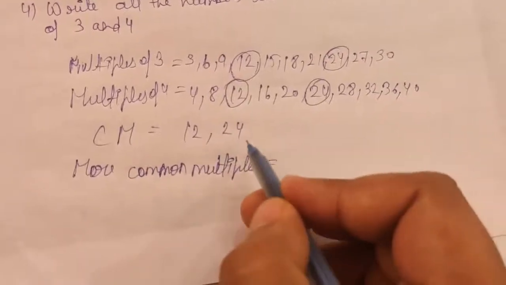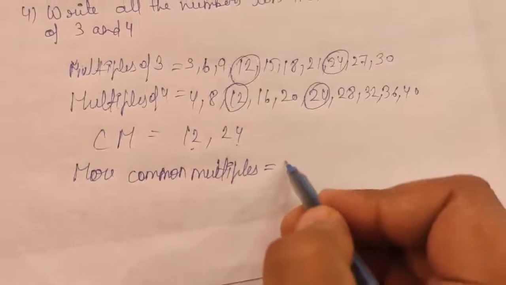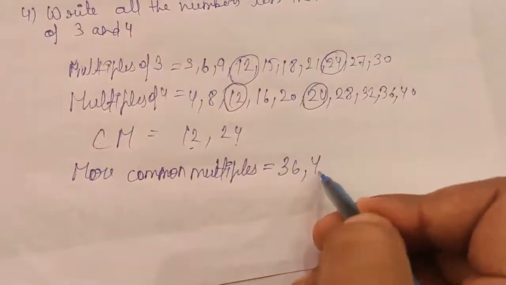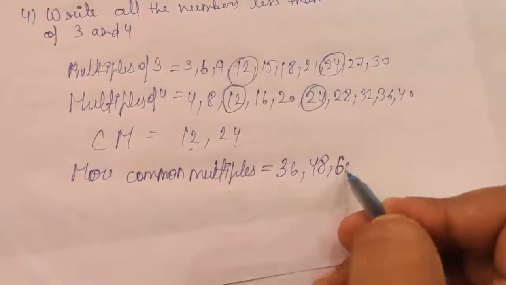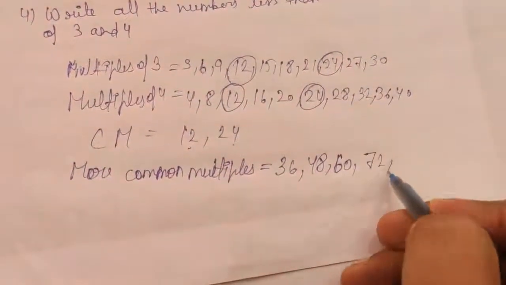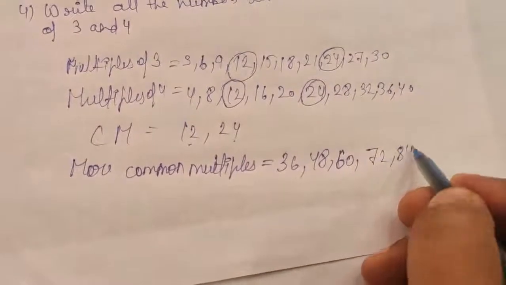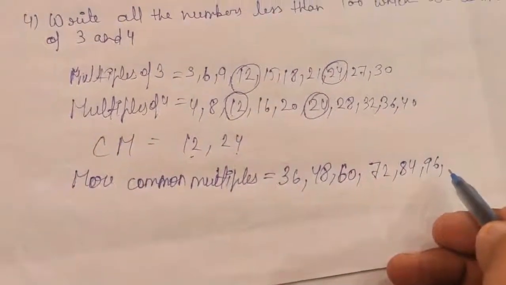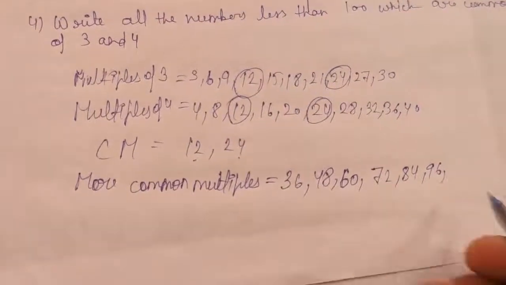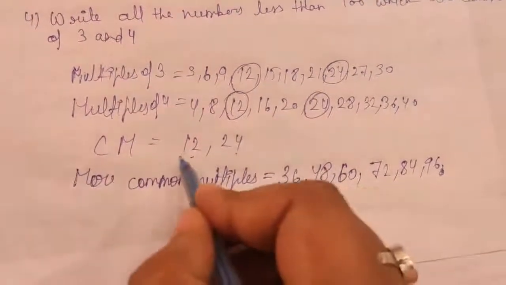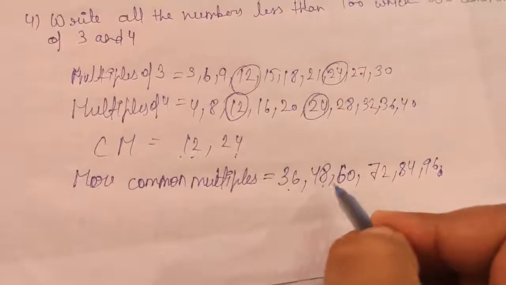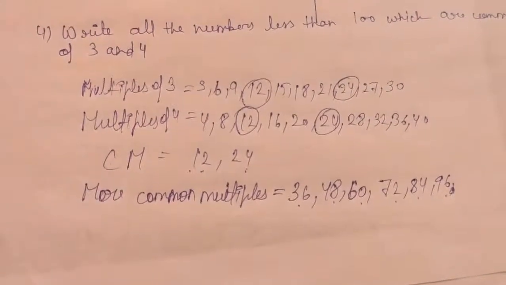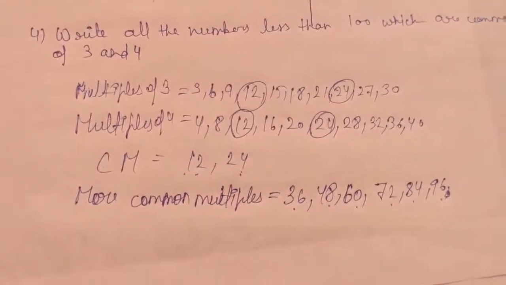So the first multiple is 12, then 24, then 12 3s are 36, then 12 4s are 48, 12 5s are 60, 12 6s are 72, 12 7s are 84, 12 8s are 96, and 12 9s are 108, which is more than 100, so we will not take it. So these are the multiples: 12, 24, 36, 48, 60, 72, 84, 96, which are less than 100 and are common multiples of 3 and 4.